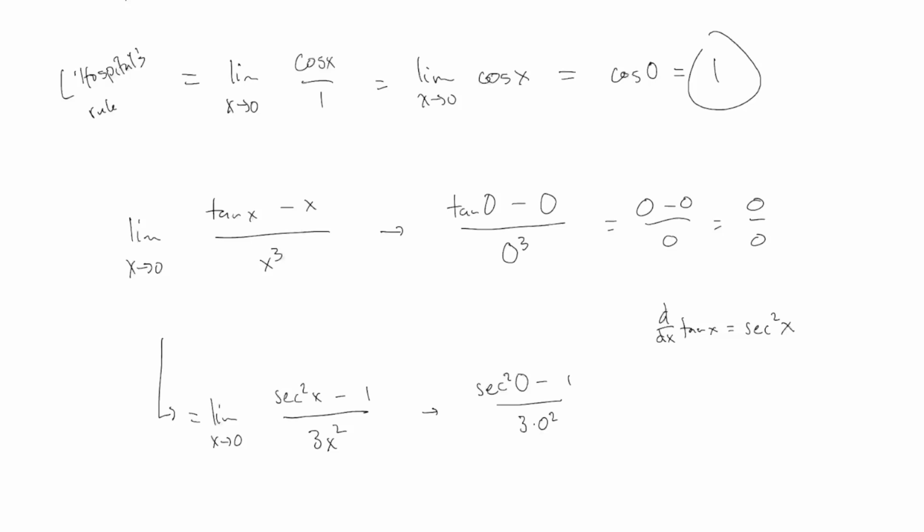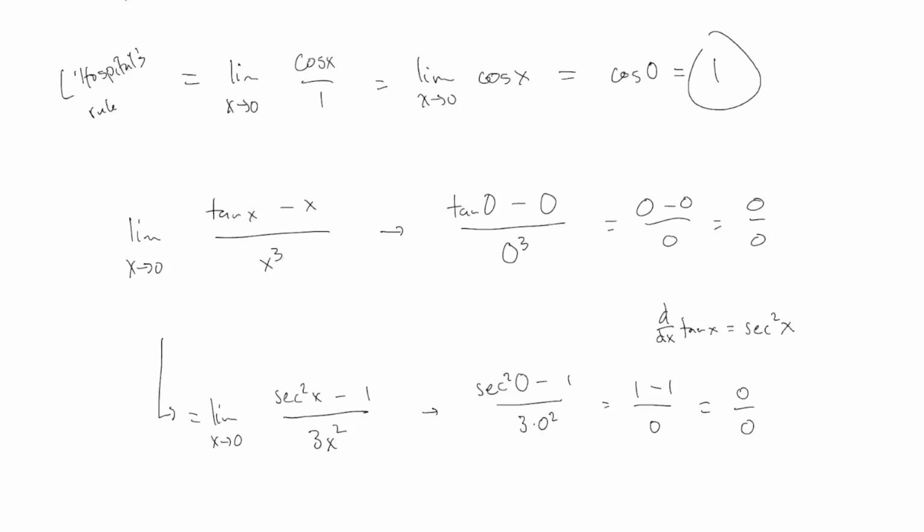Remember, secant squared is 1 over cosine squared, right? Yeah? 1. It is 1, yeah. Secant squared of 0 is 1 because cosine of 0 is 1, and secant is 1 over cosine. So that is 1 minus 1 over 3 times 0 squared. So this is 0 over 0.